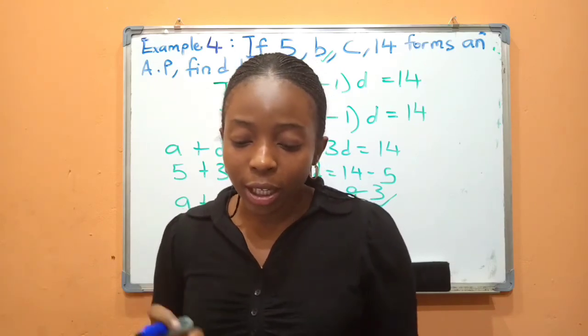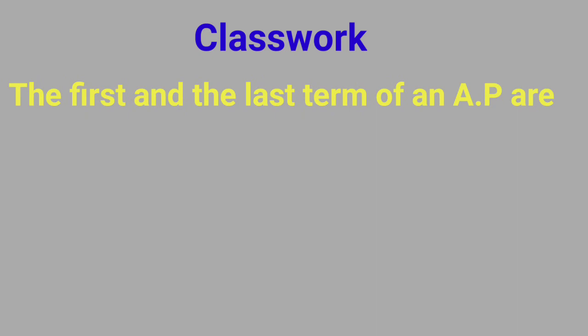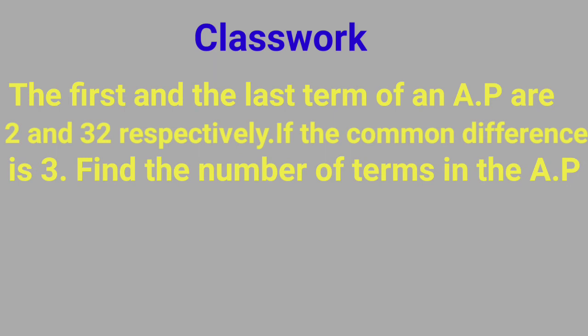The first and the last term of an AP are 2 and 32 respectively. If the common difference is 3, find the number of terms in the AP. So I would love to know what you got in the comment section.